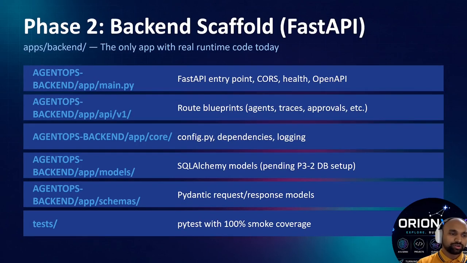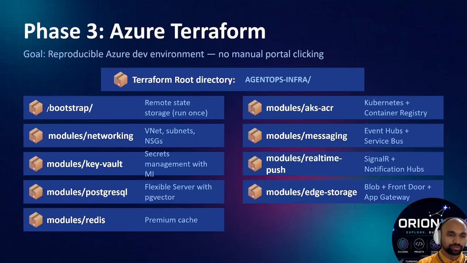Then backend scaffold. These are the backend scaffold structure that I have already shown. AgentOps backend, that is app API version 1. AgentOps backend app core, there are core configuration files, and models, SQLAlchemy models, that is for the ORM, object relational mapping. Then come to the schema, that is Pydantic validation for schema validation, and tests for all the Python tests, the Python unit tests and integration tests will come here.